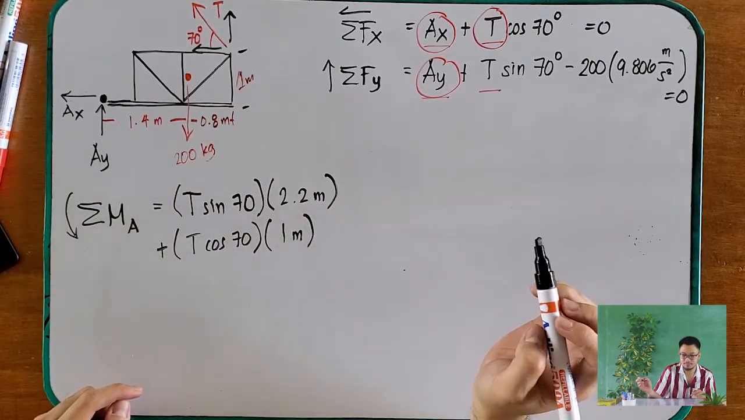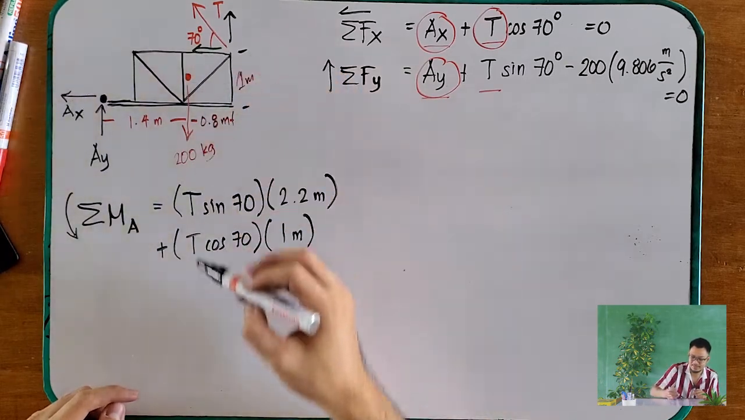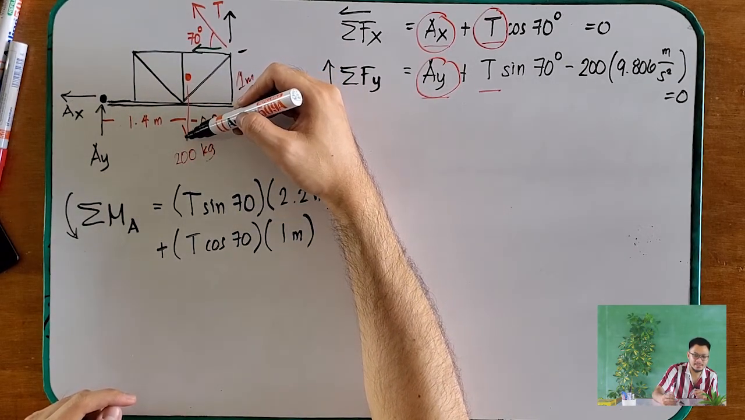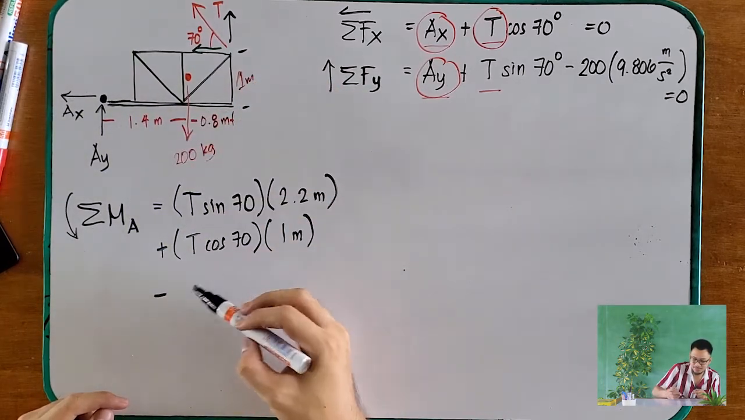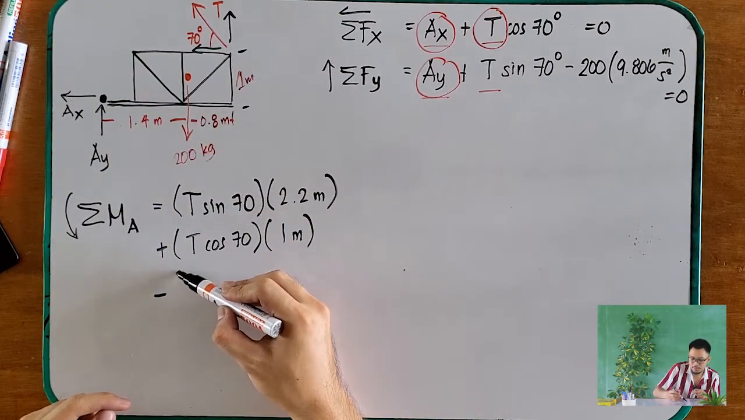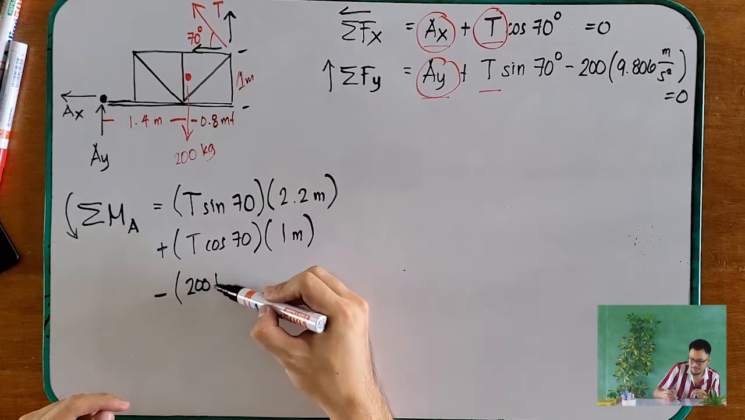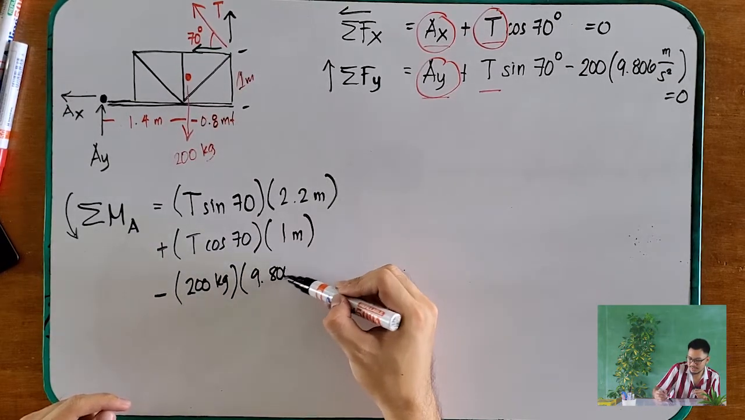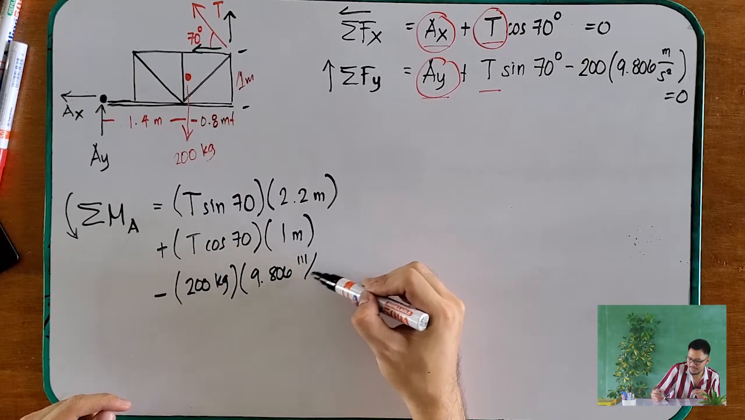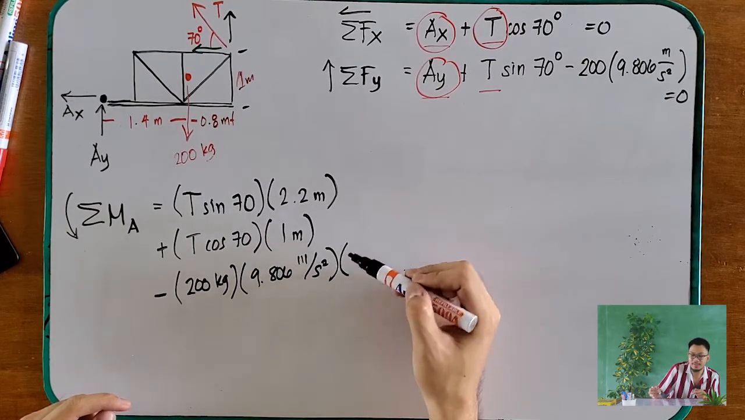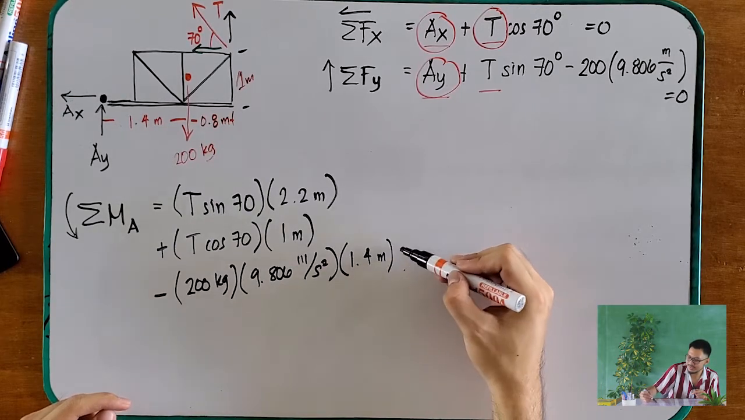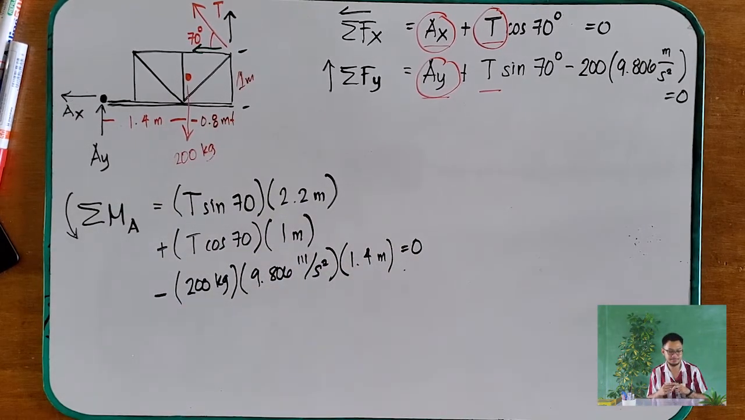And then, the other force, which direction does it create? It creates a clockwise direction, so minus 200 kilograms times 9.806 meters per second squared times the moment arm of 1.4 meters equals 0, for equilibrium.